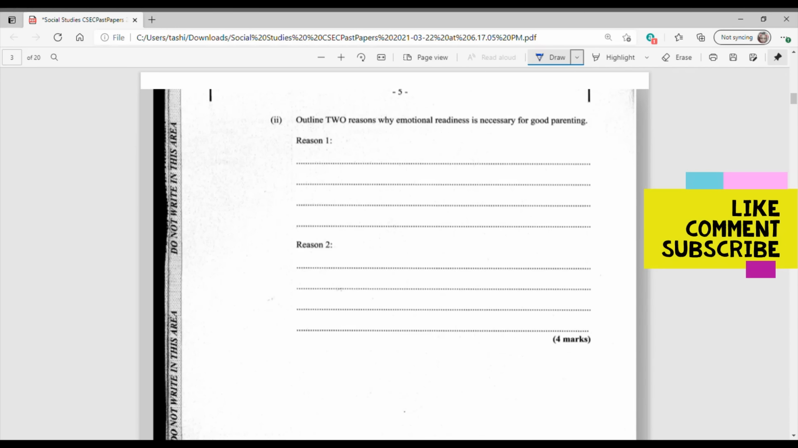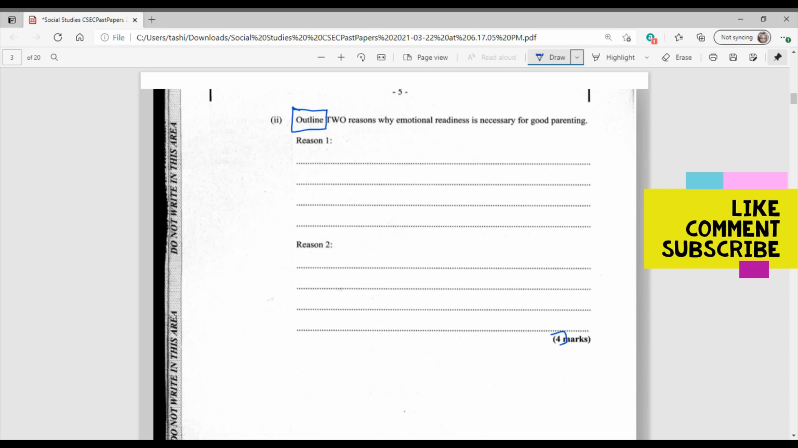Alright, so the next question says, outline 2 reasons why emotional readiness is necessary for good parenting. Now, the verb in this particular sentence, it asks you to outline. When you're outlining something, think about it, you are basically giving steps. You're telling how it works. You're laying it out. So that is what they're asking you to do.